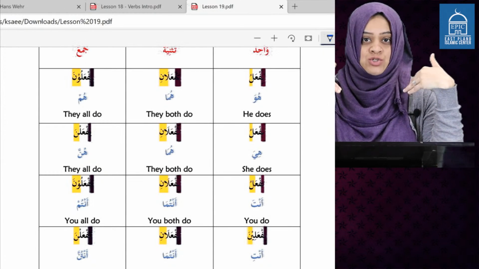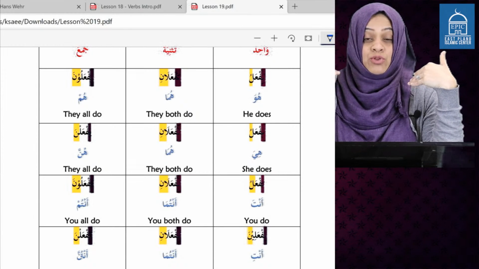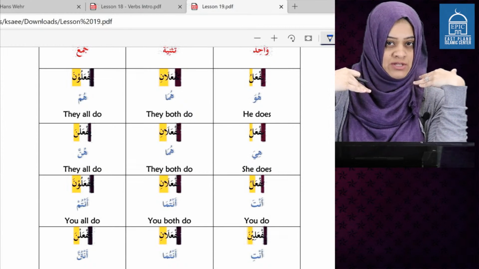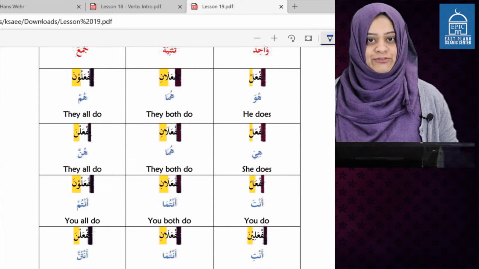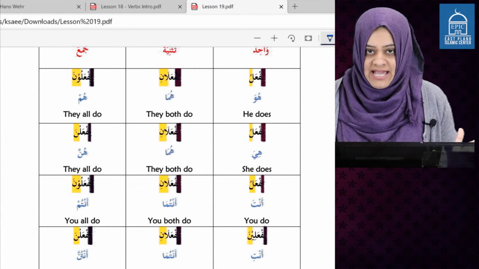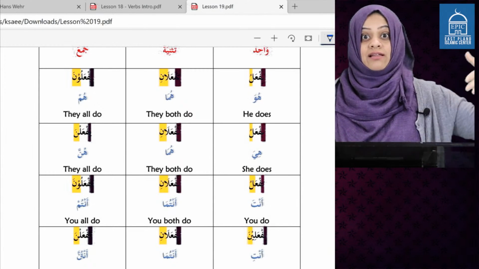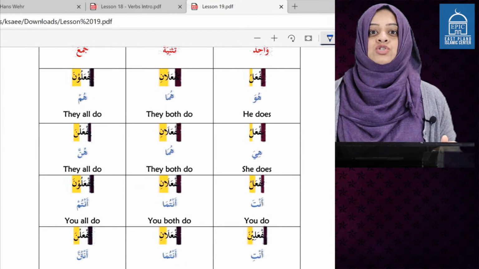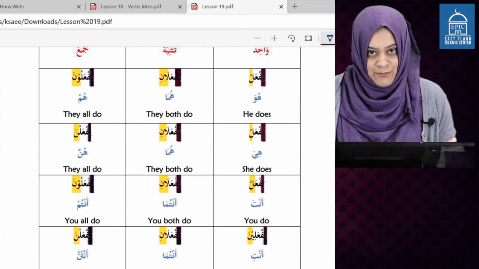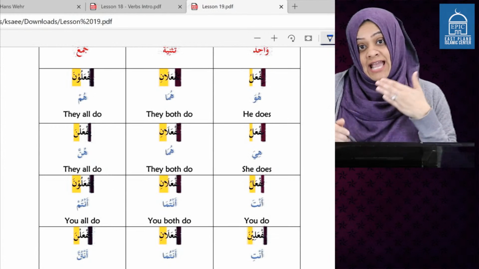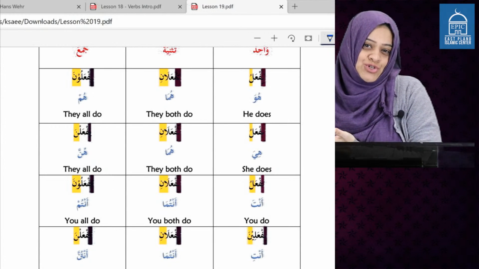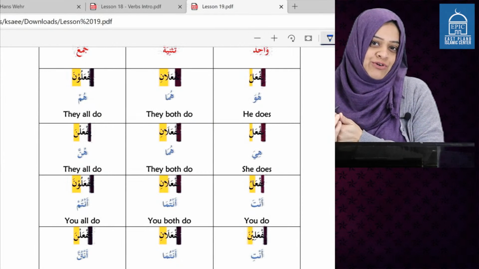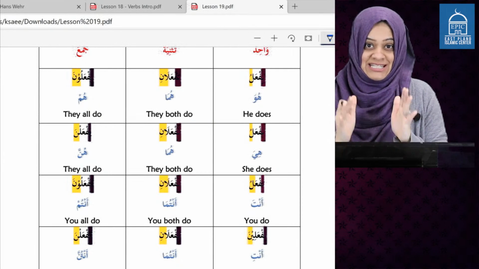Last week we learned the Madi chart. Nothing different. The concept is the same. The only thing is Madi was he did, and mudare is he is doing or he does, right? And the same form is applied to future tense also with the seen or the sofa. We'll talk about that later, but this is it.